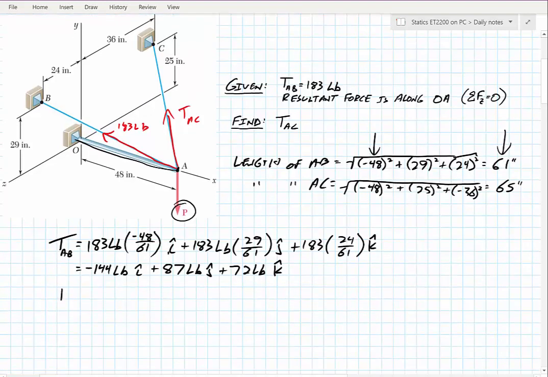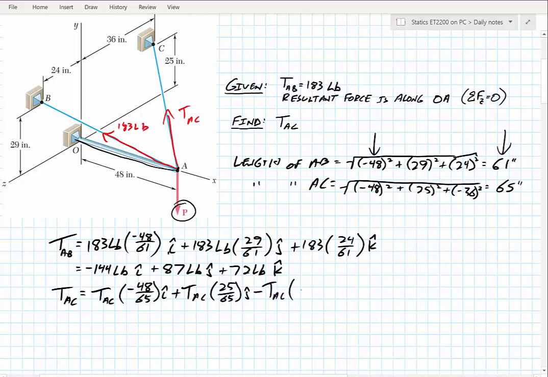The next step would be to put the tension of AC into component form. Even though I don't know the magnitude of AC, I can still put it in component form by leaving in the variable. So instead of a value, I have tension AC times negative 48 over 65 for the x direction. So that's my i hat. Plus I have tension AC times 25 over 65 j hat. And then I have minus tension AC times 36 over 65 k hat.